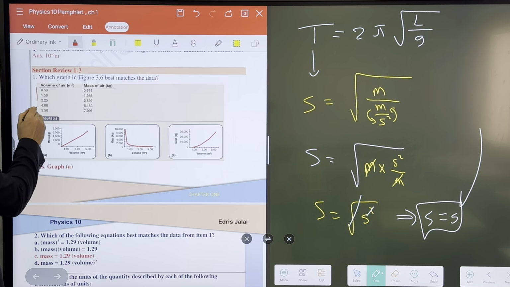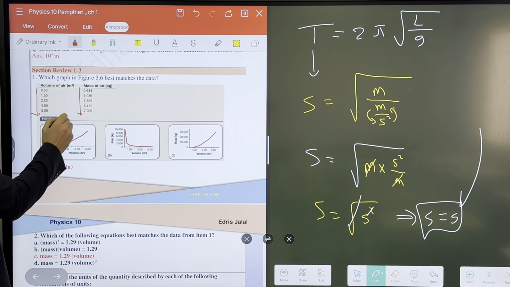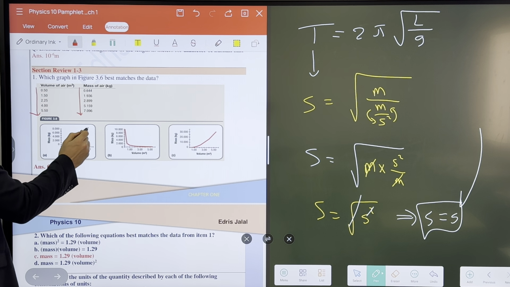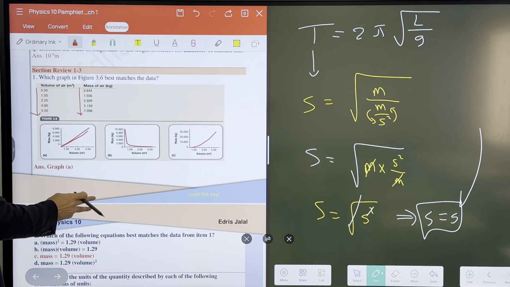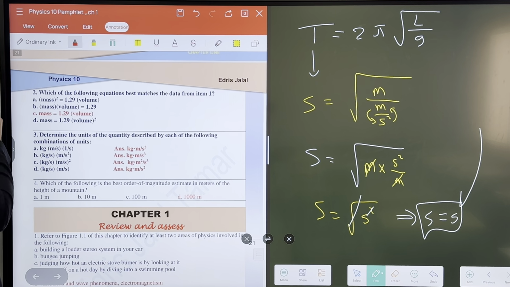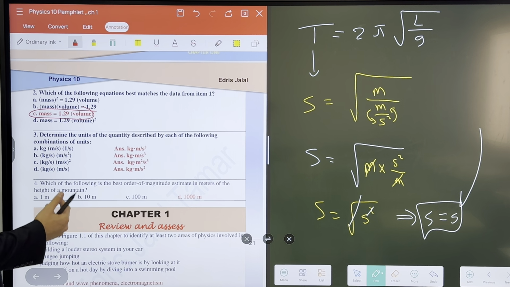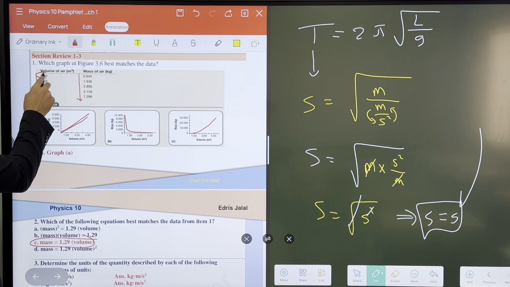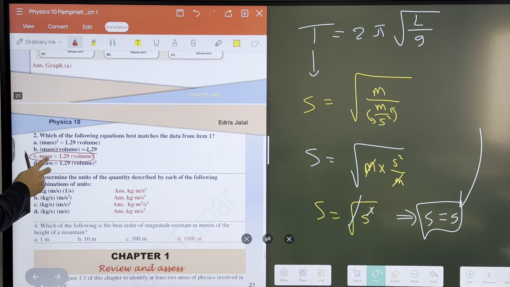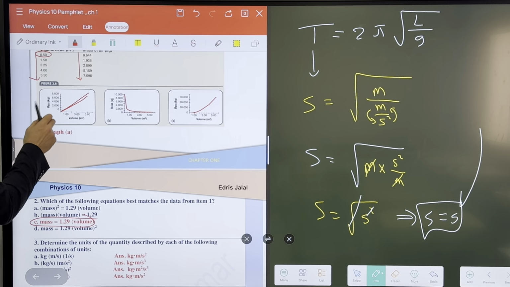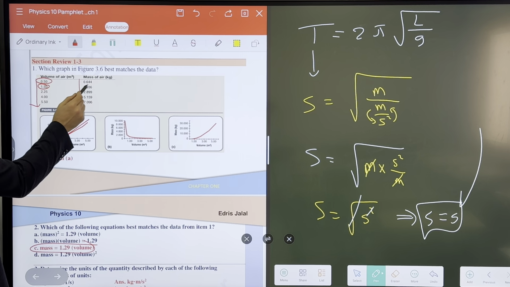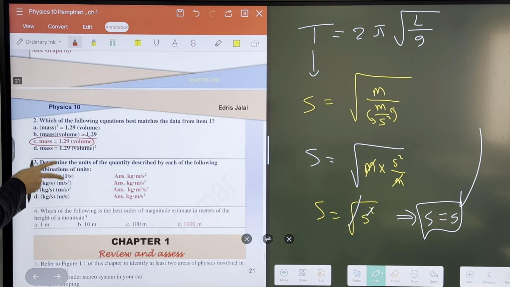Because the volume increases and mass also increases. When the two variables or two quantities increase together, the result will be like this. Okay. So in this case, this equation matches the data from this item. You can, for example, put this number into the equation. Mass is equal to 1.29 volume. This is mass. If you multiply 1.29 times this number, you will get this number. Okay, you can check it.